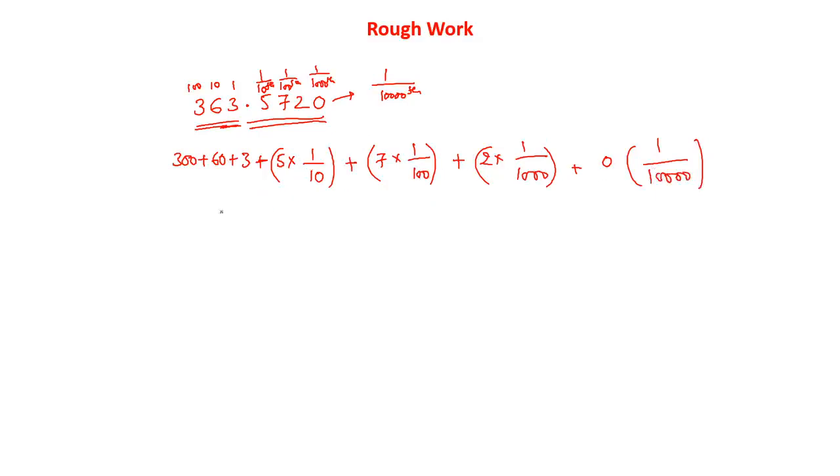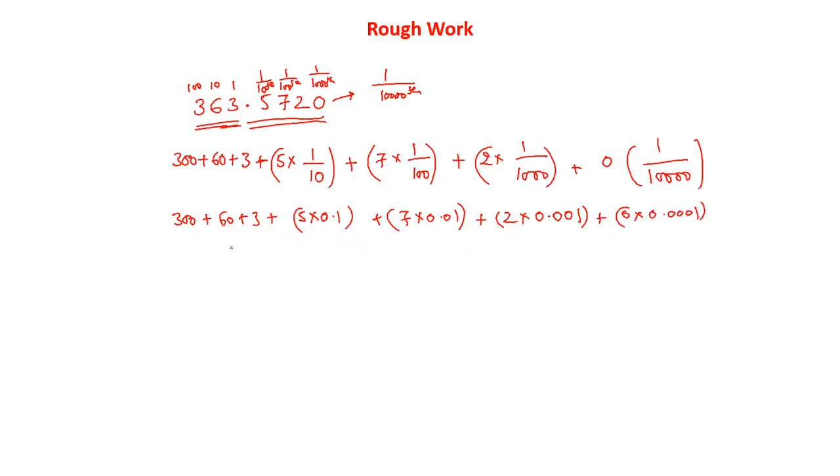Like this you can expand the given numbers, and you can write this fraction in the form of decimals also like this. This is 300 plus 60 plus 3 plus 5 into 0.1. Okay, this is 7 into 0.01. This is 2 into 0.001. 3 digits should be there here. Next this is 0 into 0.0001. Okay, like this we can expand the given decimal number into the expanded form.